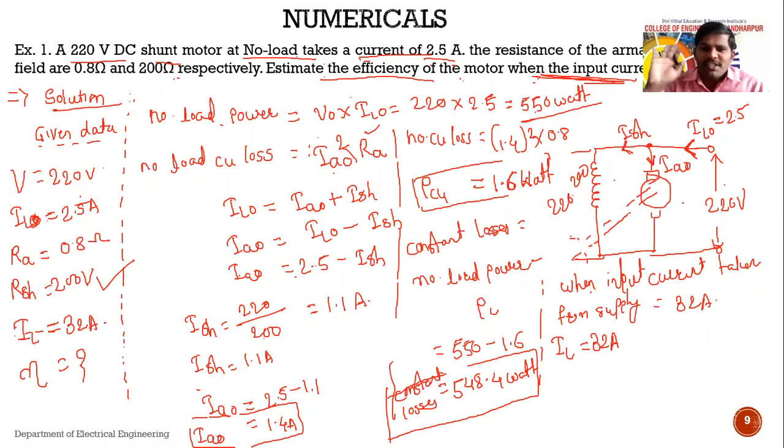याच्यामध्ये आपण constant losses use करणार. All other processes remain the same. We are calculating copper loss. After that we are calculating total losses. Then we are calculating input power. From that input power we are calculating the output power, and then we are calculating efficiency.